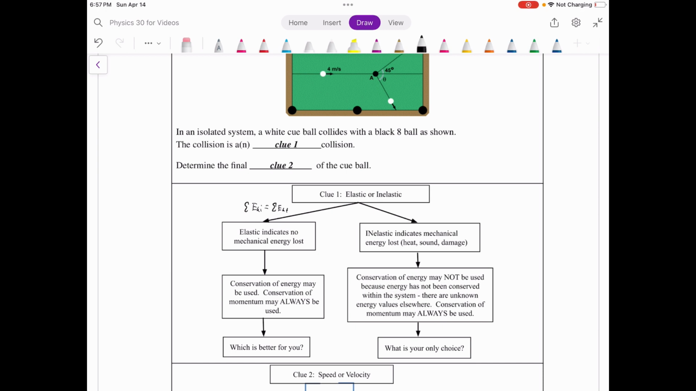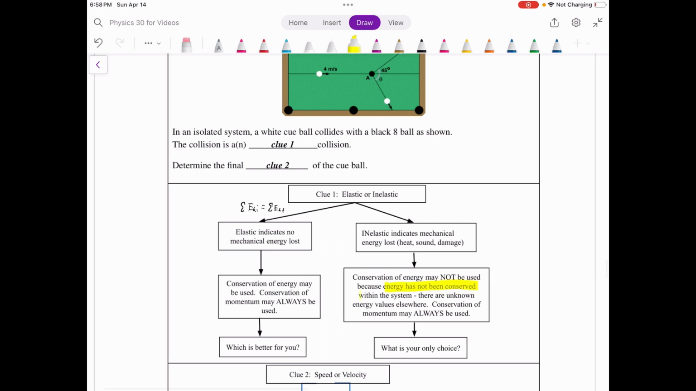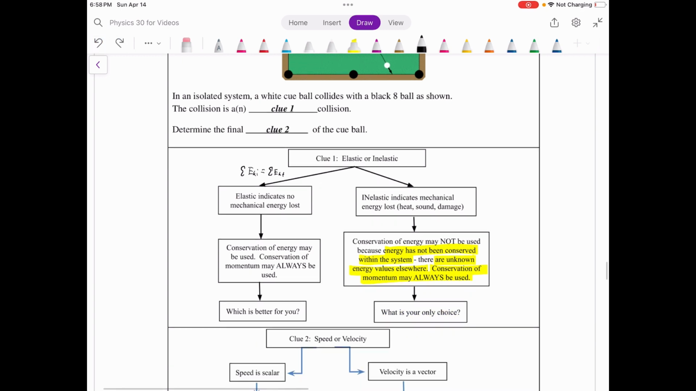Not that energy hasn't been conserved in total, right? Energy just has not been conserved within the system. At the very least, the forms of energy that we actually have equations for and can analyze have not been conserved within the system. There are unknown energy values elsewhere, right? It's left. So conservation of momentum may always be used. In that case, we're going to have to go with the conservation of momentum there, right? In this case, we would have to use physics principle number 4, the law of conservation of momentum.